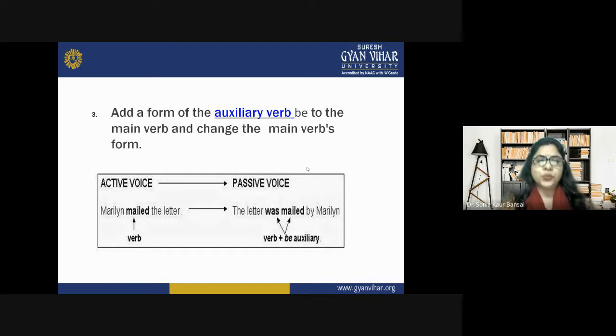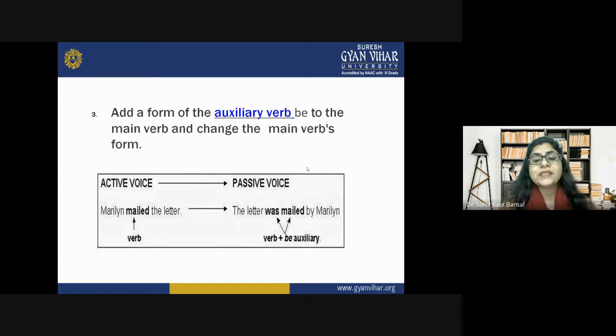Now, the third important rule that you must remember: add a form of the auxiliary verb to be to the main verb and change the main verb's form. Here it is very important to notice in which tense this active voice sentence is. If it is in present, then the auxiliary verb will also be in present tense. Auxiliary verbs are, students, is, am, are, and in past tense they are was, were, according to singular and plural. In future, will be and shall be are used. Okay. In the active voice Merlin mailed the letter, mailed is a verb in past tense. That means this work has already been done. So now in that case, Merlin mailed the letter.